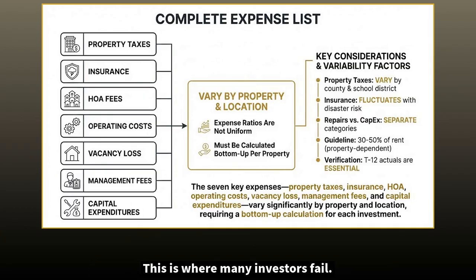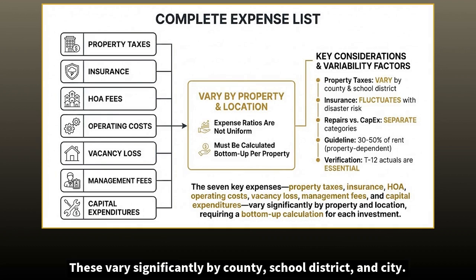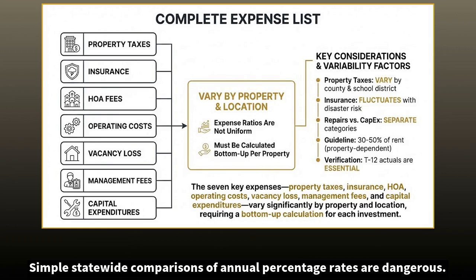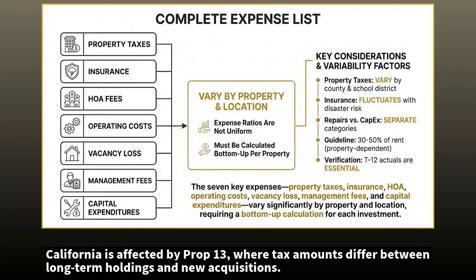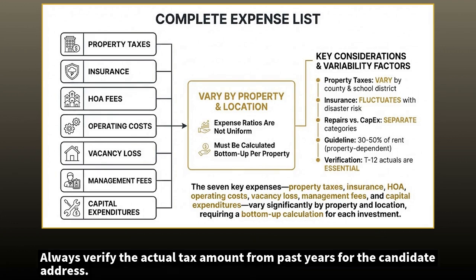This is where many investors fail. First, property taxes. These vary significantly by county, school district, and city. Simple statewide comparisons of annual percentage rates are dangerous. Texas has many high-tax areas, but it varies greatly by county. California is affected by Prop 13, where tax amounts differ between long-term holdings and new acquisitions. Always verify the actual tax amount from past years for the candidate address.